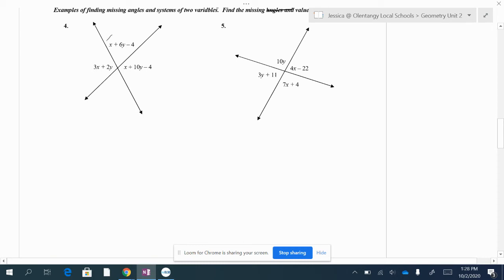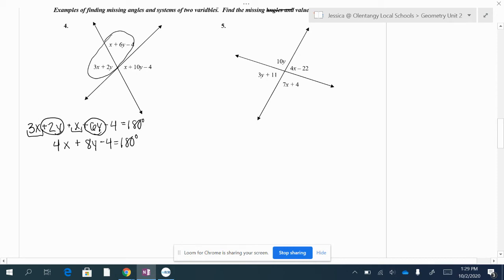So first I'm going to look at those two angles right there. They form a linear pair, so I'm going to add them to be 180 degrees. So I have 3x plus 2y plus x plus 6y minus 4 is equal to 180 degrees. Okay, so let's combine like terms. 3x plus x is 4x. 2 plus 6 is 8. And then minus 4 is equal to 180 degrees.